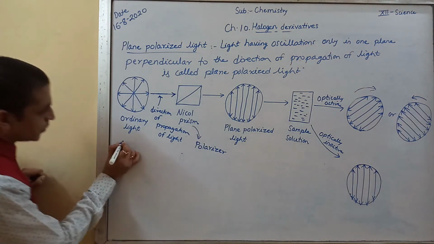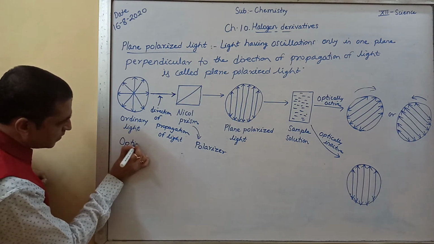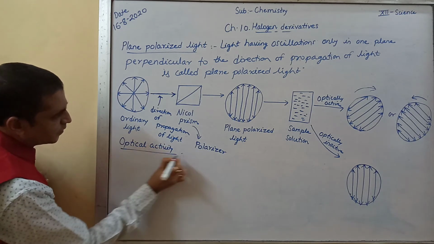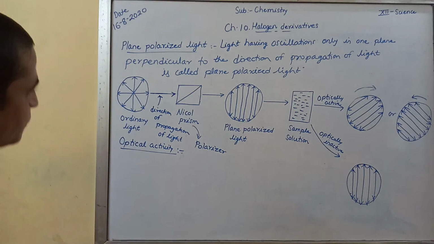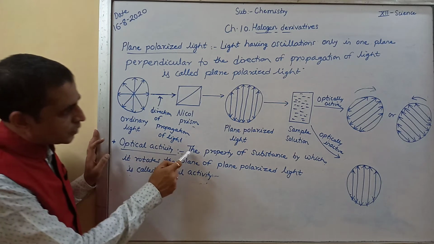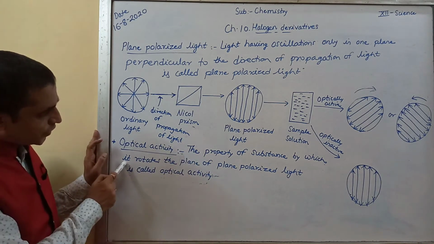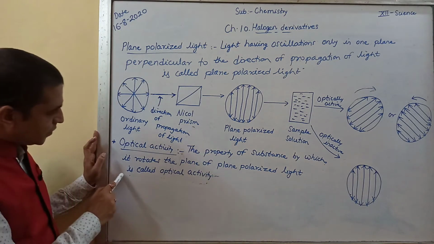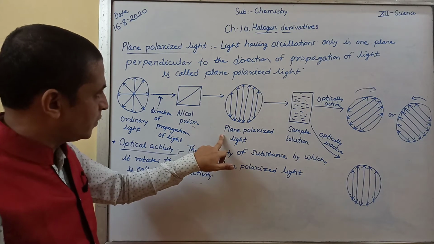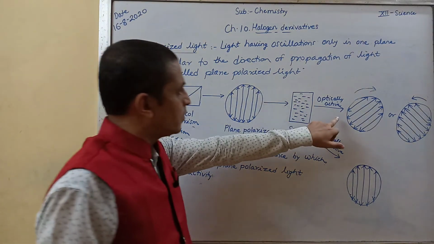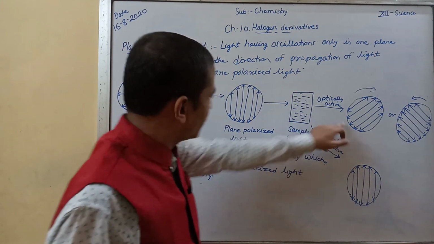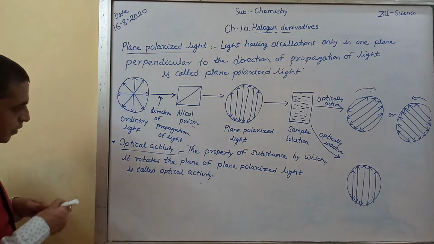Now come to this concept, optical activity. The property of a substance by which it rotates the plane of plane polarized light is called optical activity. Means when this plane polarized light passes through the sample solution, the plane polarized light gets rotated. So it is called what? Optical activity.